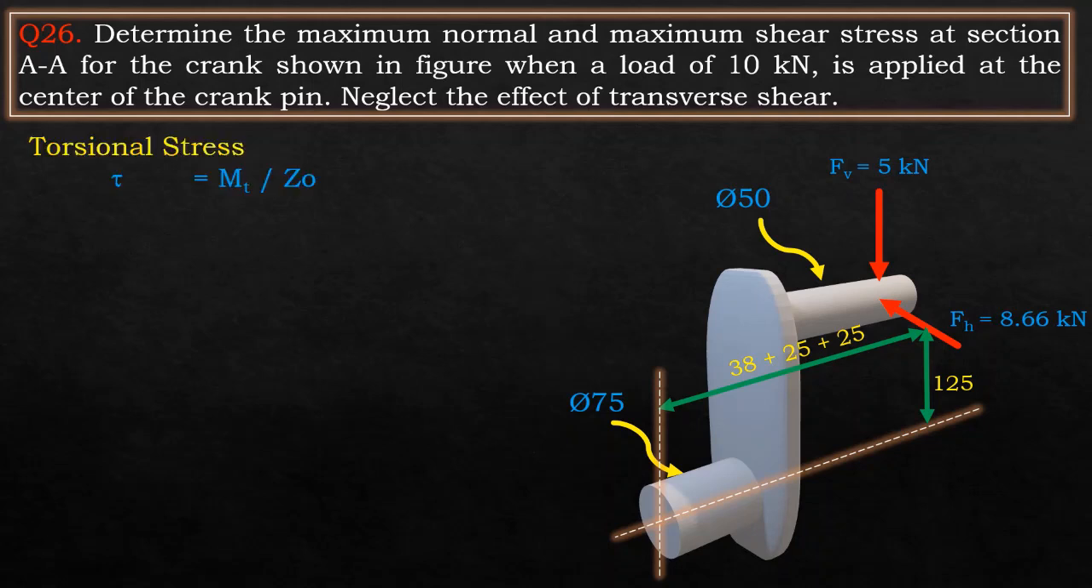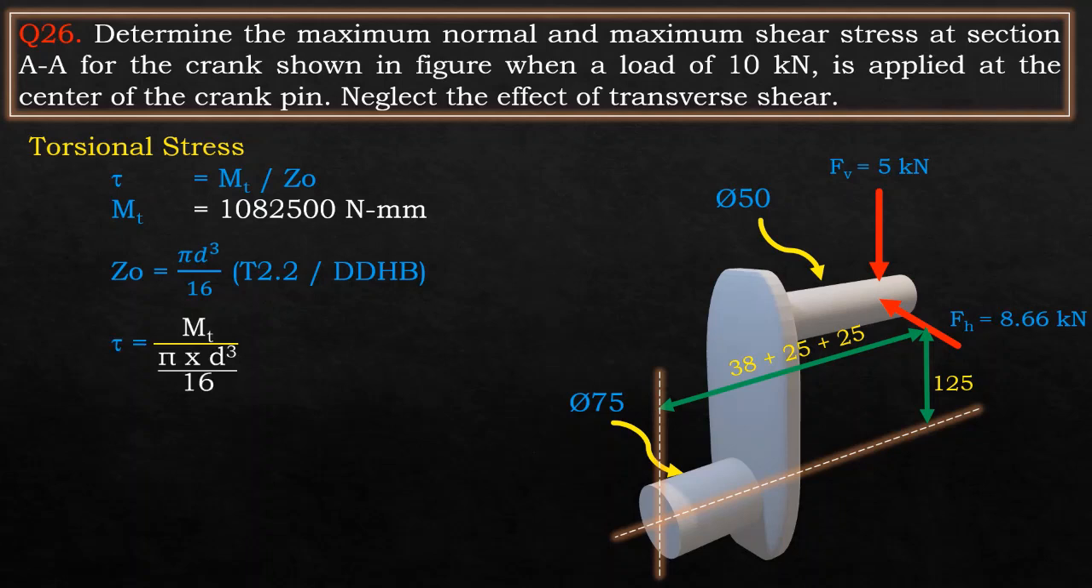By using the value of torque, we can also determine the torsional shear stress. Before finding the torsional shear stress, it is important for us to determine the section modulus or polar section modulus. The polar section modulus is obtained from data handbook from table number 2.2, and it is given by the equation pi d cube by 16. So substituting the values of twisting moment and polar section modulus, we will be able to determine the torsional stress, which is 13.068 megapascals.